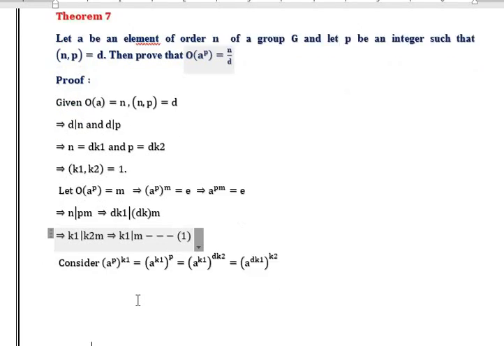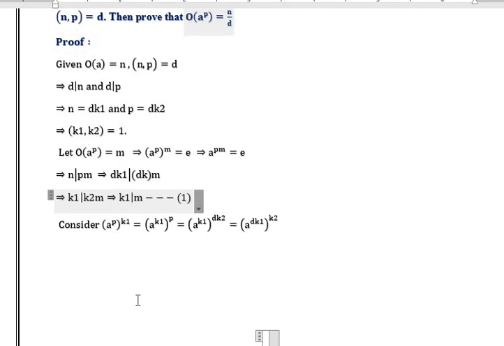Now consider (a^p)^(k1). By rearranging the powers, (a^p)^(k1) is equal to (a^(k1))^p. In the place of p, substitute dk2, then (a^(dk1))^(k2), it can be written like this.